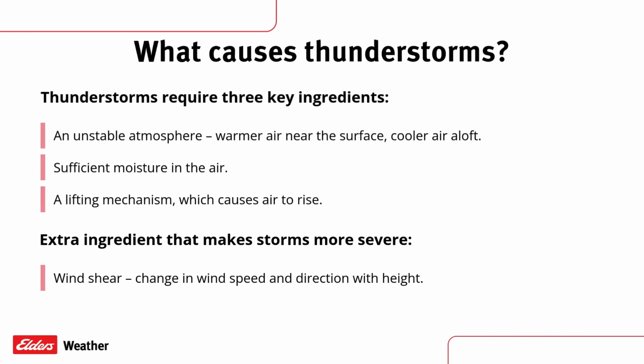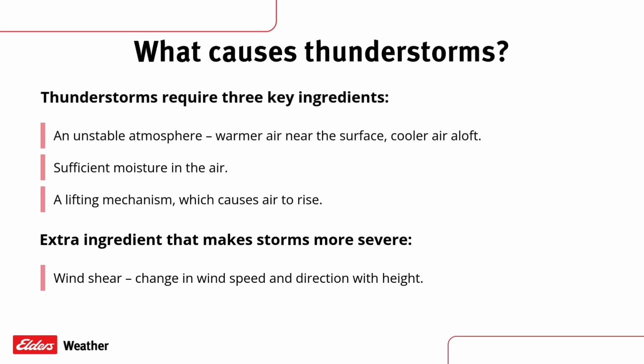All thunderstorms require three key ingredients to form. These are an unstable atmosphere, where you have warm air near the surface and colder air aloft, sufficient moisture in the low levels of the atmosphere, and a lifting mechanism, which is something that causes the air to rise away from the surface, which could be something like a low pressure trough, a wind change, or even a mountain range or the heating of the day from the sun.